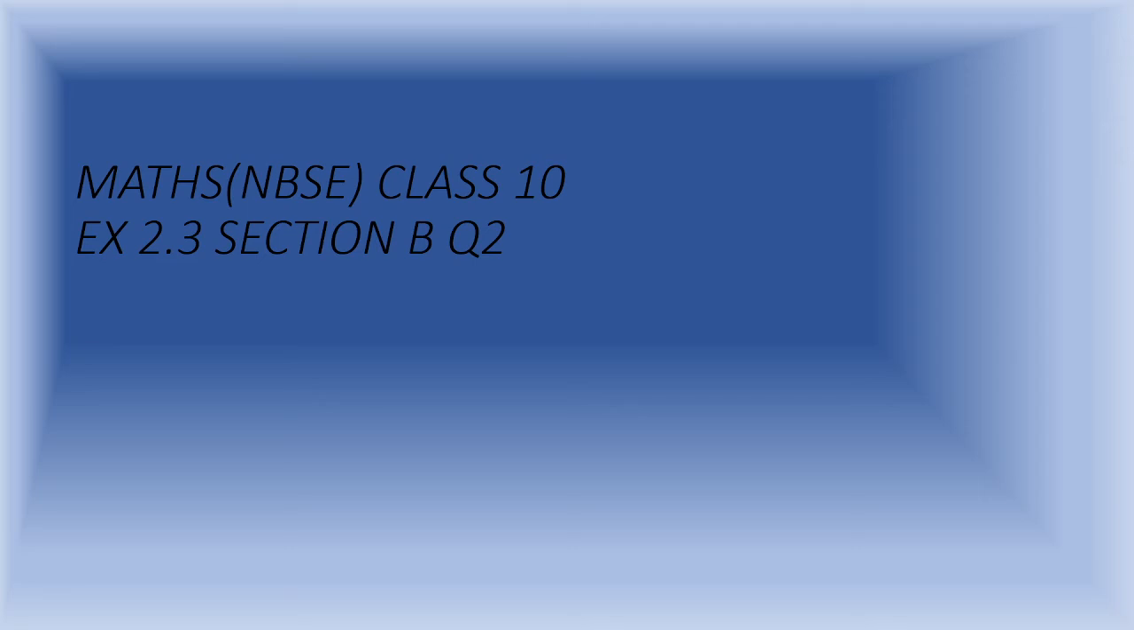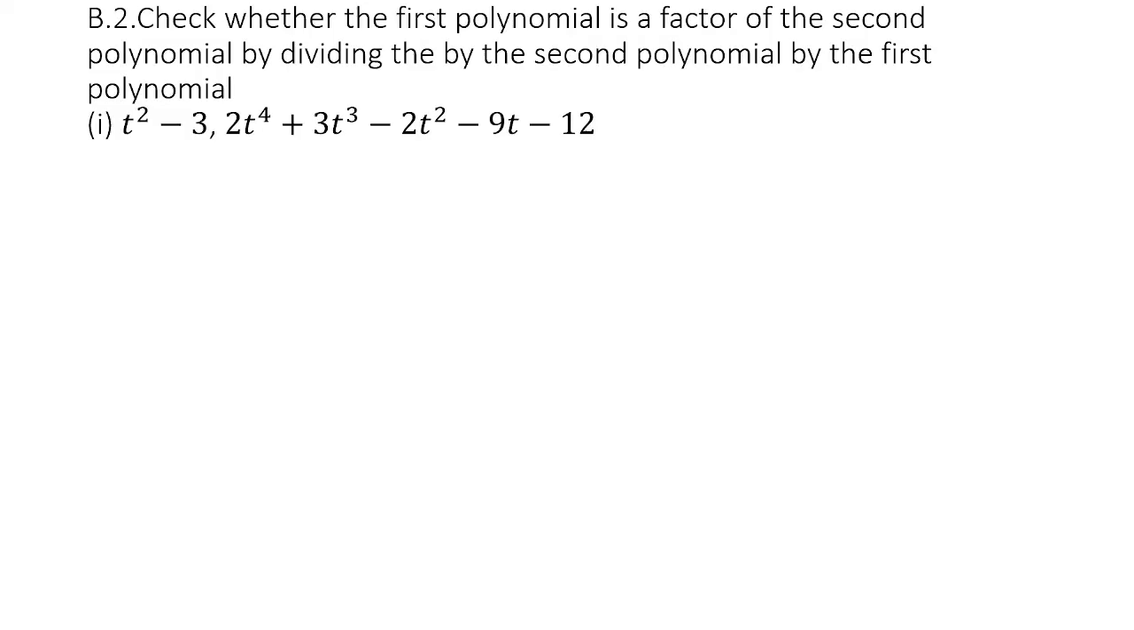Welcome back, students. In this video we'll be doing question number 2 of exercise 2.3, section B. This is the question given: check whether the first polynomial is a factor of the second polynomial by dividing the second polynomial by the first polynomial. This is the first polynomial, and this is the second polynomial.